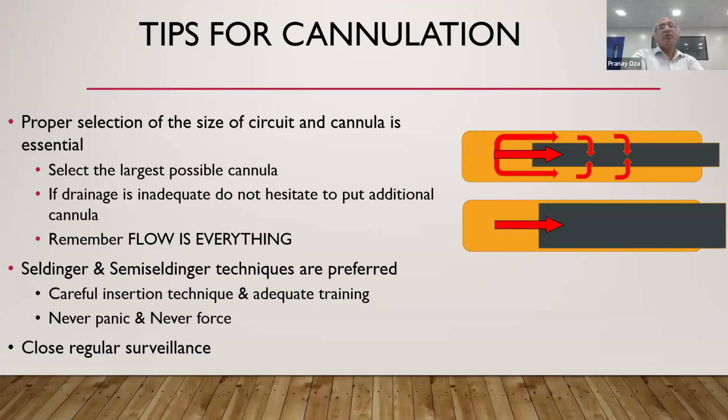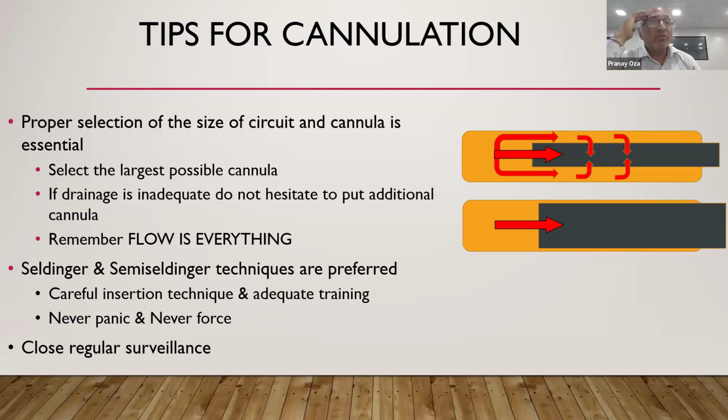Then Dipanjan talked about cannulations. Proper selection of the size of the circuit and cannula is essential. ECMO is nothing but getting a good flow. So for a good flow, the largest possible cannula should go in. But it should not be snugly fitting in your vessels. There has to be some space from the side, because these are multi-stage and multi-hole cannulas so that you can have better drainage. And you should preferably go for Seldinger or semi-Seldinger techniques so that the risk of bleeding is less.